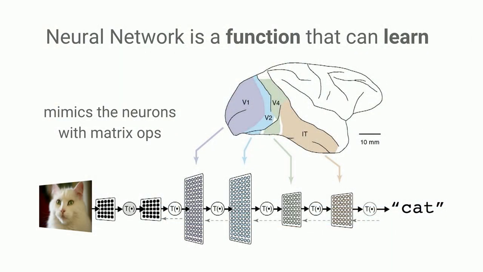Okay. Thank you. So we are using a technology called neural networks. So what is a neural network? A neural network is a function that can learn from the training data set. It's designed to mimic the behavior of neurons inside the human brain by using matrix operations.